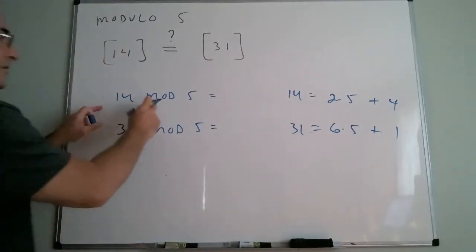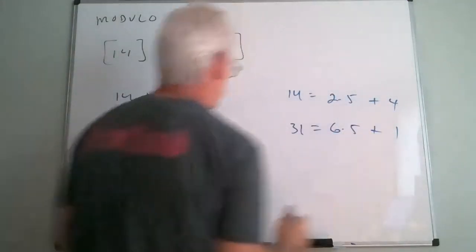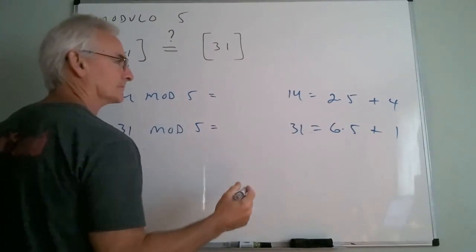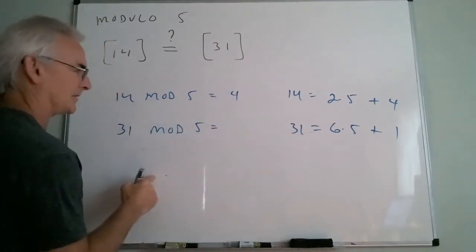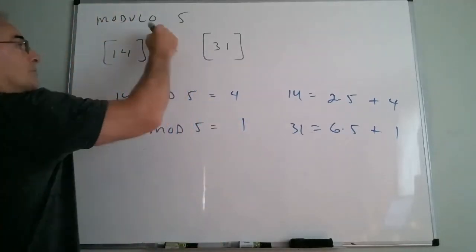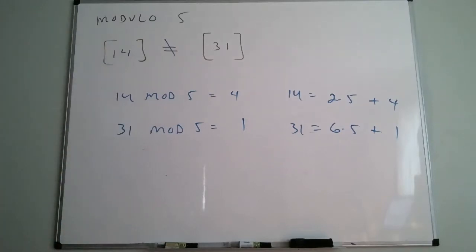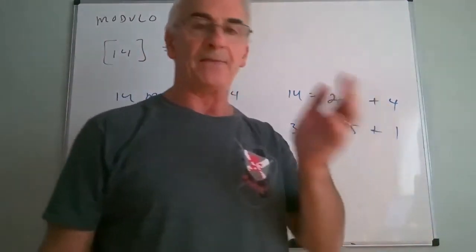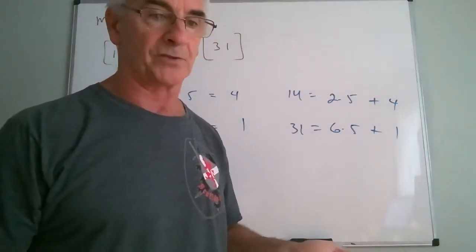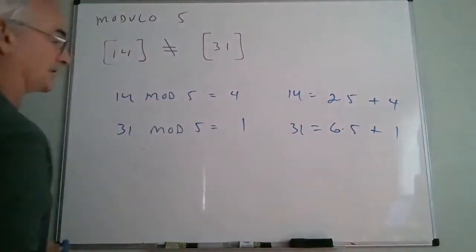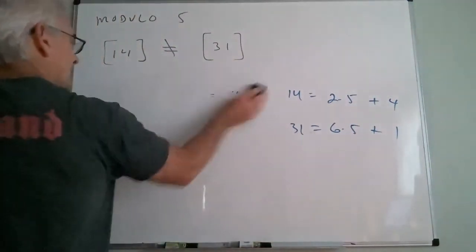So whether you do this first or you do this first, it doesn't really matter. Either way, what's 14 mod 5? 4. And 31 mod 5 is 1. Therefore, the answer would be not equal. That's it. I'm comparing remainders. So as a very simple exercise, if I gave you a number and asked you what the mod was, you could tell me. If I said, are these equivalence classes equal? You can tell me. So now let's have some fun.